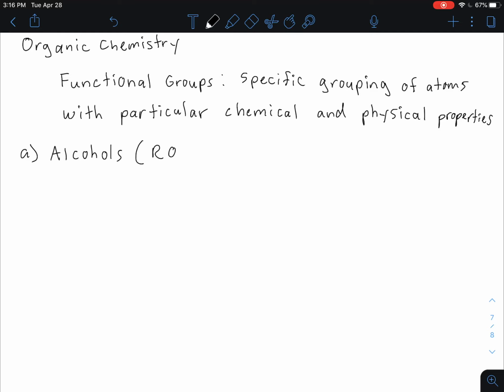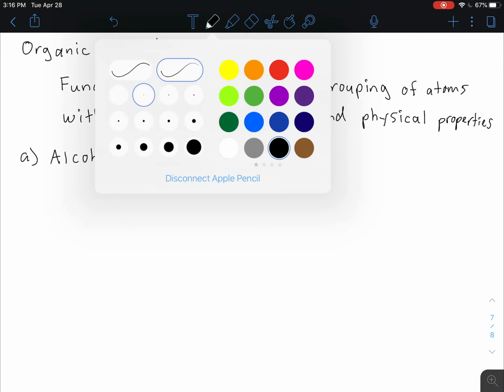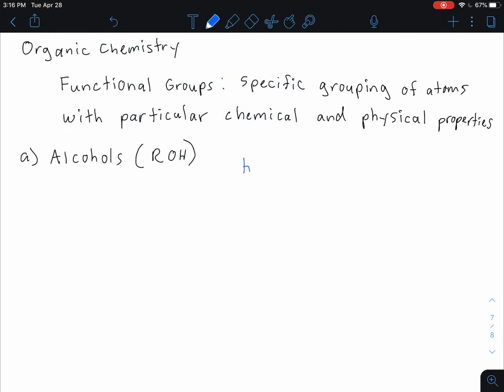So we'll start with alcohols. And the general notation we have for alcohol is this ROH. And R just represents any generic hydrocarbon chain. It could be 1 carbon, could be 10 carbons, whatever it is, but R is our generic notation.